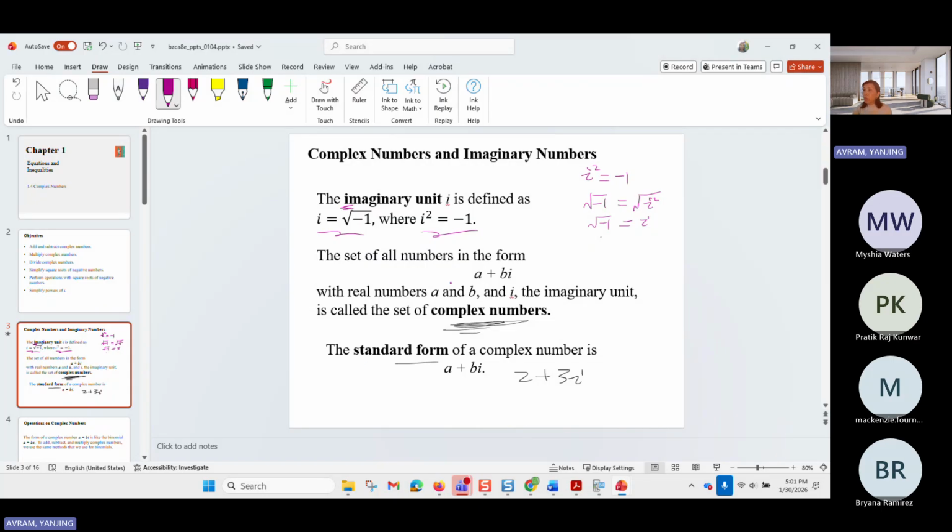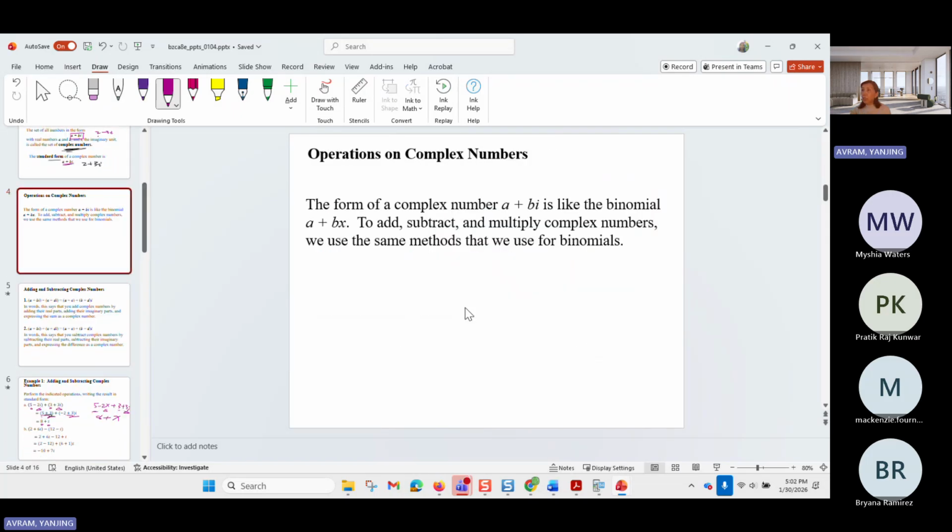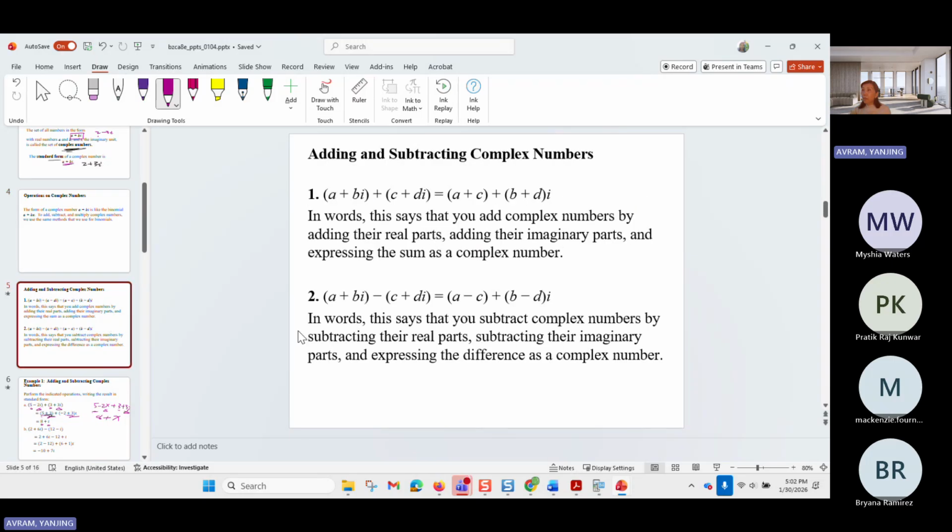All right. So this is called the standard format for a complex number, because like we have 2 minus 3i, right? So 2 is a, and b here will be negative 3. And the standard format is a plus bi. All right. And this imaginary number, you can add and subtract just like an x value. You can add and subtract, you can multiply. Okay. That kind of thing.